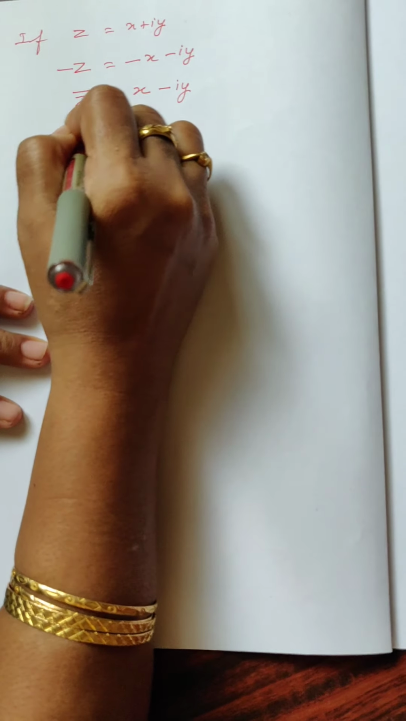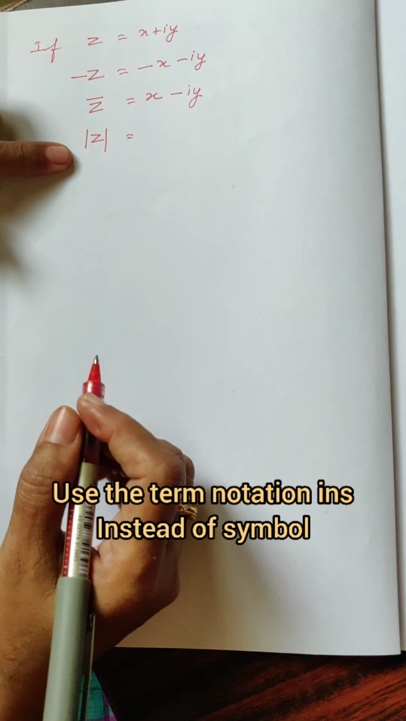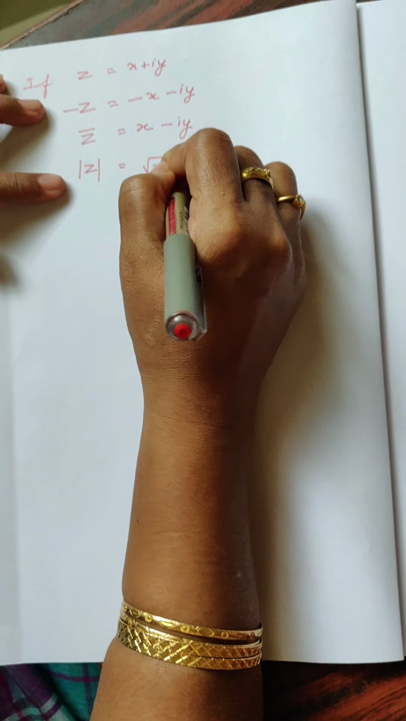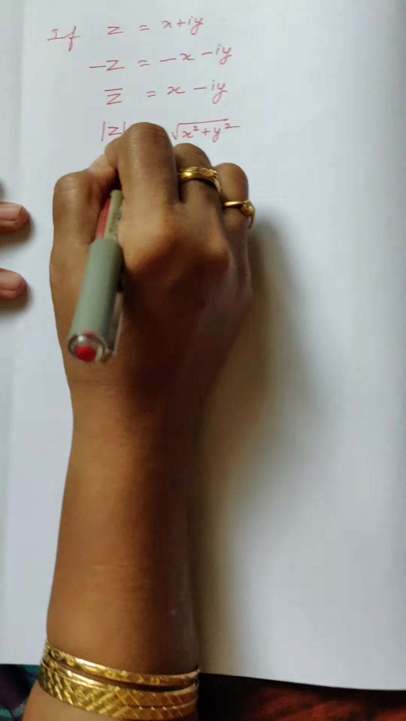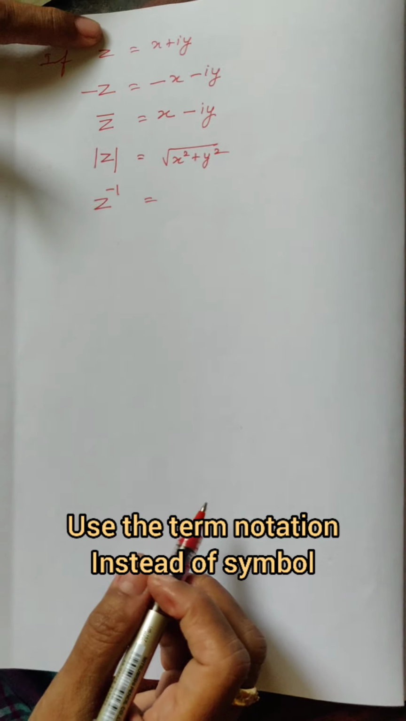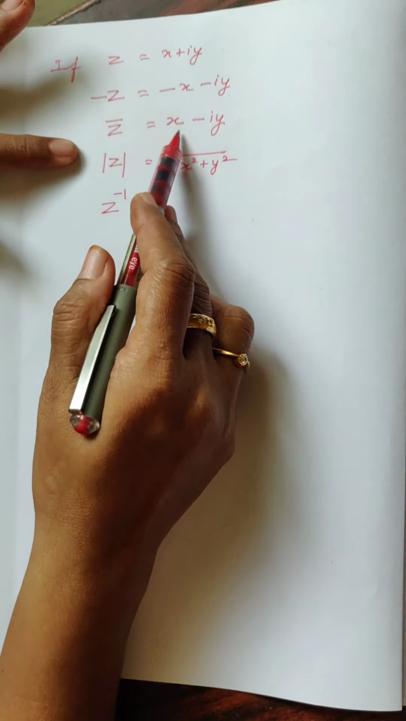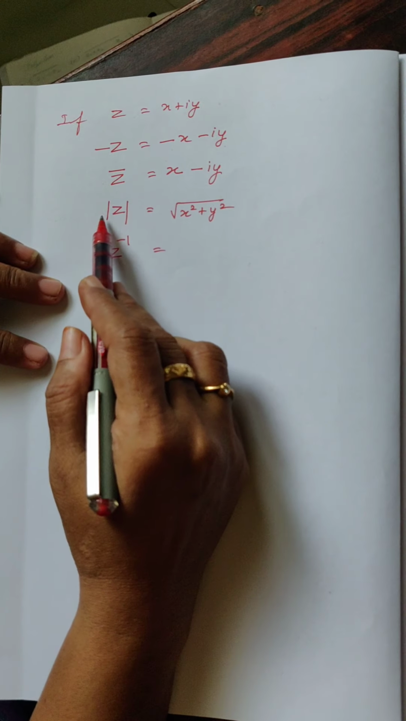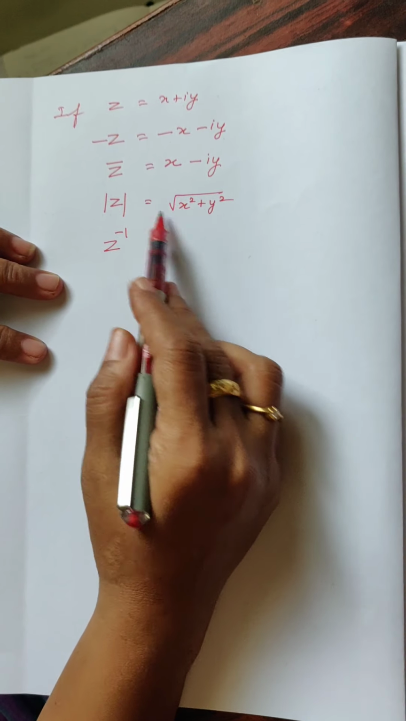Now we have seen the modulus of z. See the symbols minus z, z bar, modulus of z. Modulus of z is nothing but root of x square plus y square. Okay. Now we see the symbol z bar, z power minus 1. So you should not confuse all these symbols. If z is equal to x plus iy, minus z is equal to minus x minus iy, z bar is equal to x minus iy, modulus of z is equal to root of x square plus y square, and see that modulus of z is always a real number. See here, this is only a real number, there is no i here.